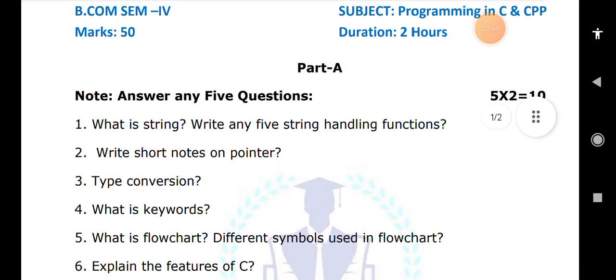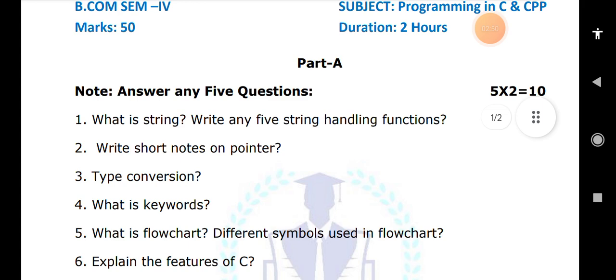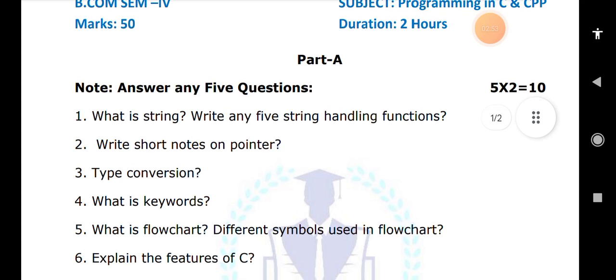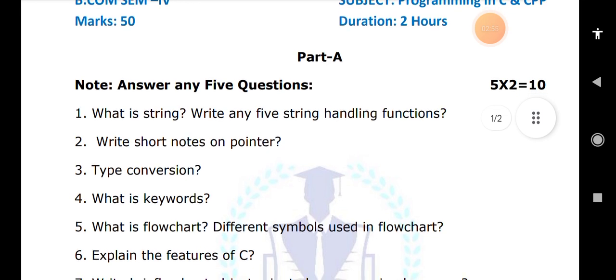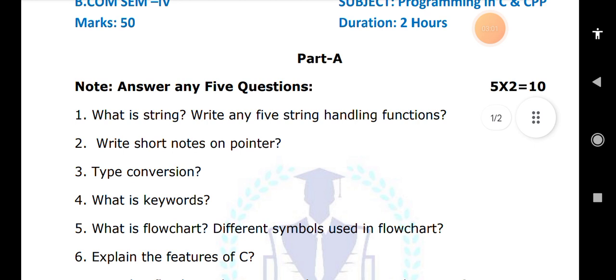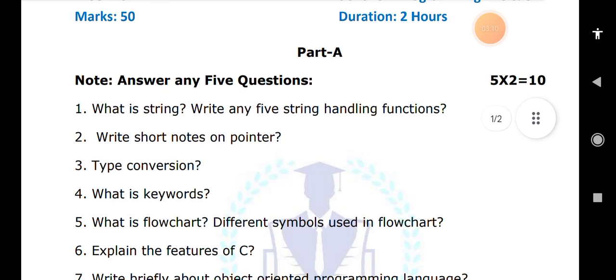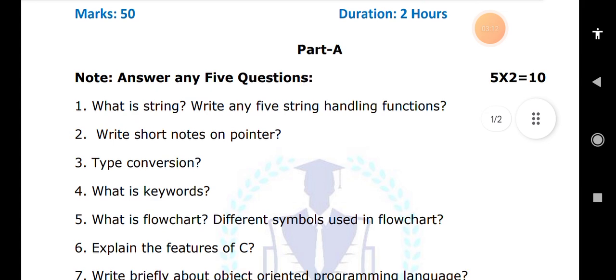Now next, features of C. Write any few, like 3 to 4 features is more than enough, because it is a 2 marks question. Features means: simple, middle level language, rich library, automatic memory management, recursion, portable. These are called features of C language. Just write at least 2 to 3 features in 2 lines, it's more than enough.